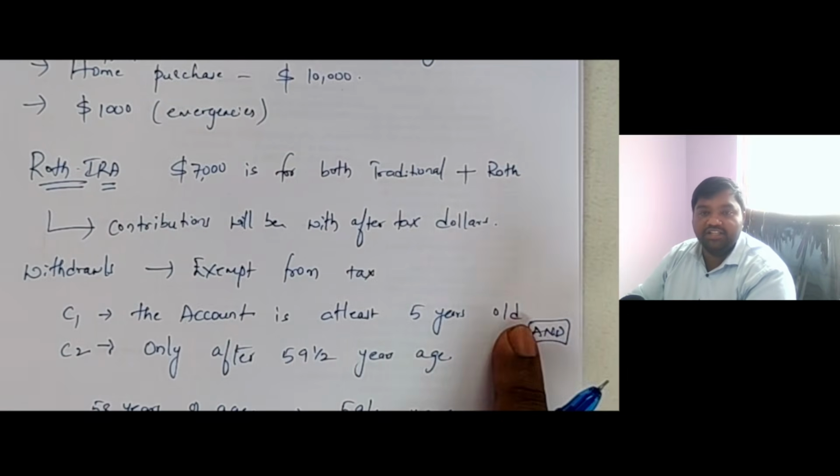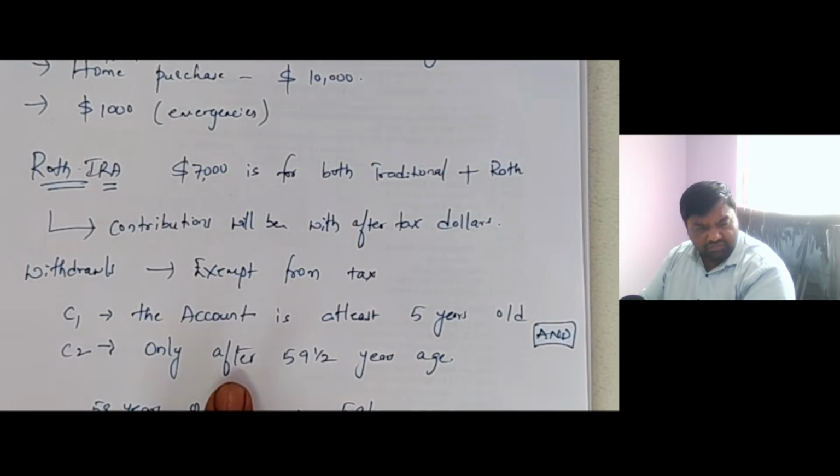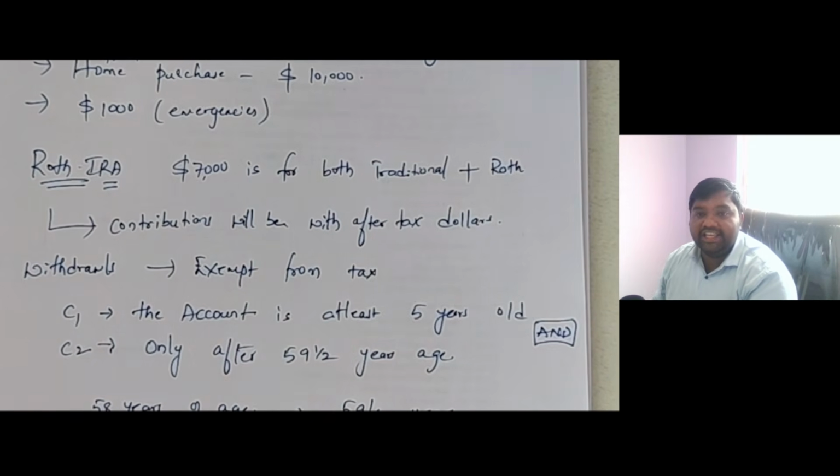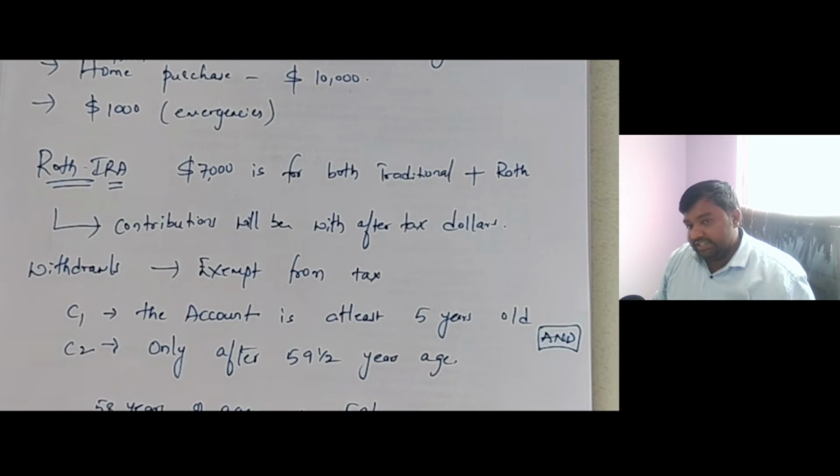So you have to satisfy these two conditions at any cost. The Roth IRA account should be at least 5 years old, and you can withdraw only after 59.5 years age. Then only you will get the exemption for the withdrawal amount. In traditional IRA, the withdrawal is added to income. Here it is not added to income, it is exempt.